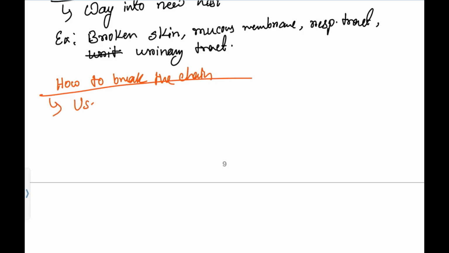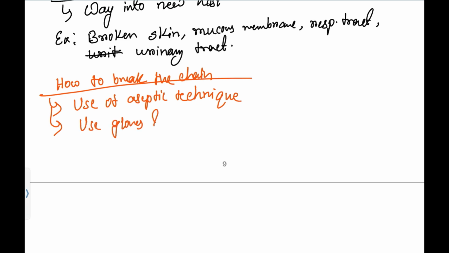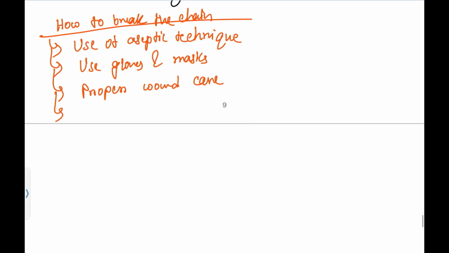So we can use an aseptic technique. Okay, whenever we are providing care to a patient, we need to do aseptic techniques to prevent the transmission of infections. Using gloves and mask is very crucial. Okay, proper wound care. If someone is having a wound, we need to take care of this wound by regular dressing, okay, antibacterial ointment, antifungal ointment, anything.